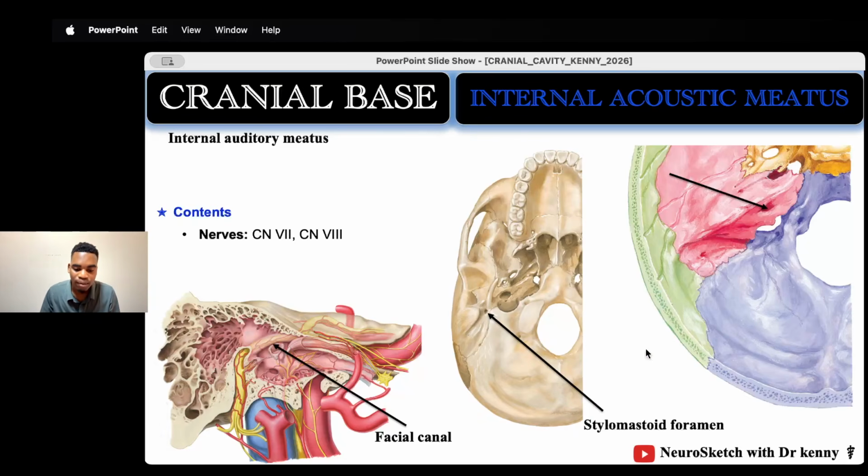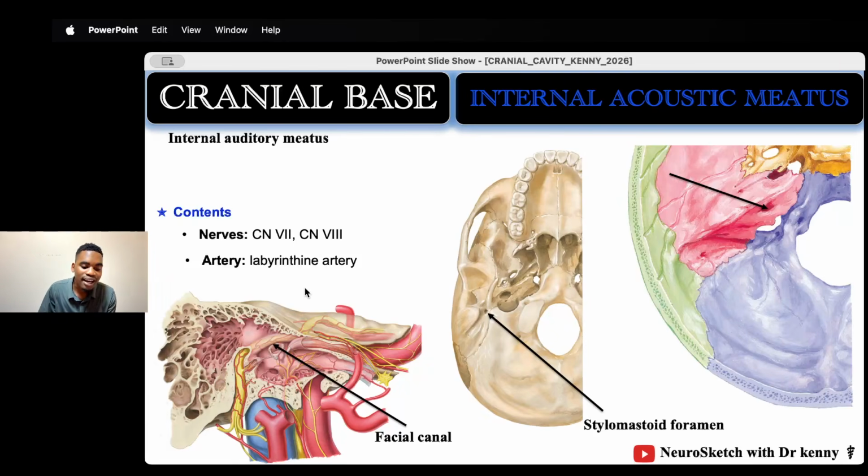And then cranial nerve number 8, the vestibulocochlear nerve. It's getting in through the internal acoustic meatus, and then it goes to the ear to supply the ear. That is easy, going through, and it remains in the ear. And then next, in the internal acoustic meatus also passes another artery, which is called the labyrinthine artery. This artery is called the labyrinthine artery.